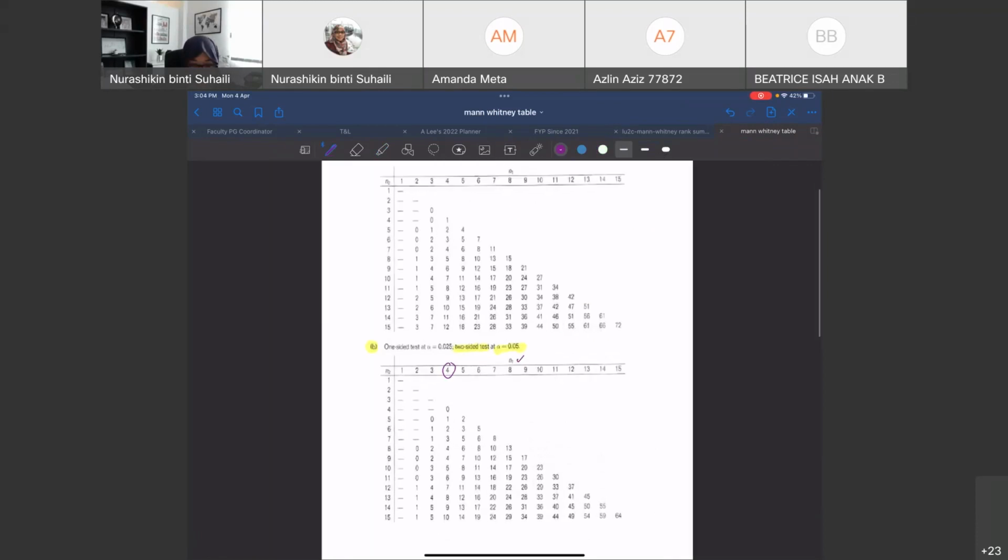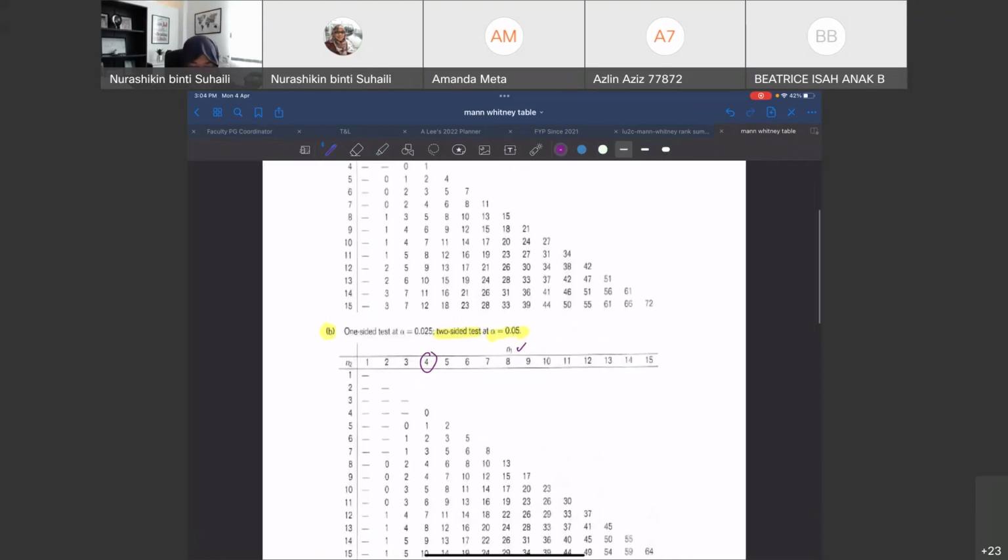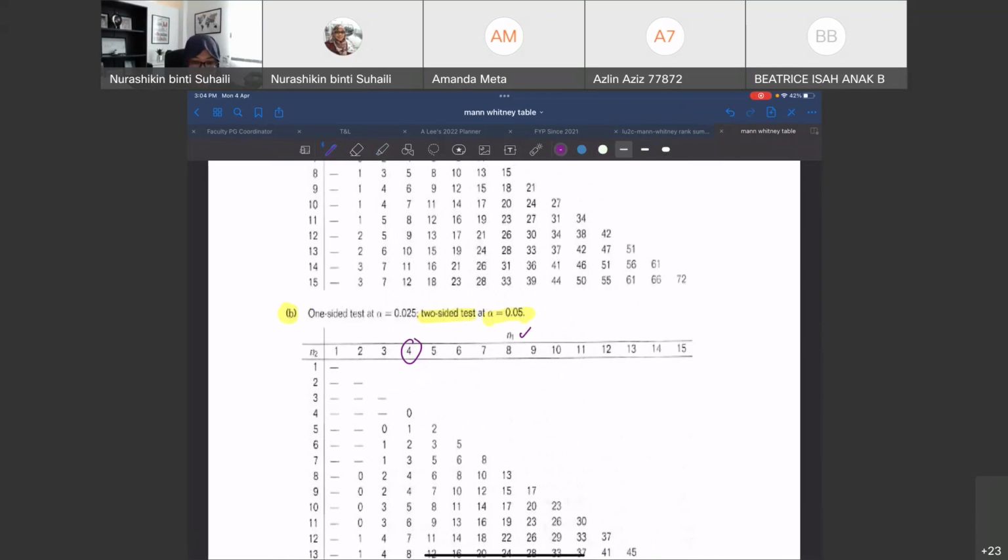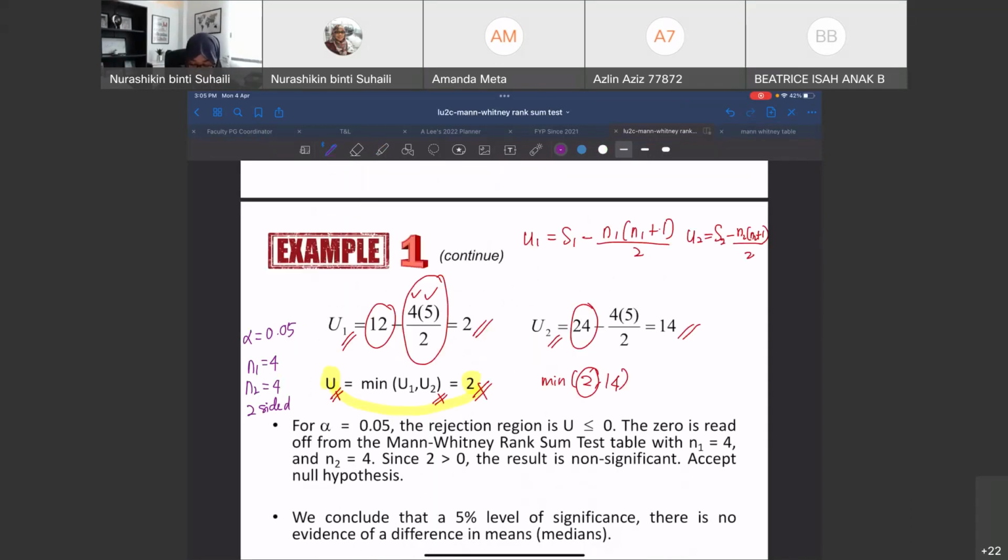N2 is 4. So this is the CV value that you are looking for, which is actually 0. Take that value, go back to your steps. So now your CV is equal to 0, and you want to compare with your U value, which is 2 just now, right?